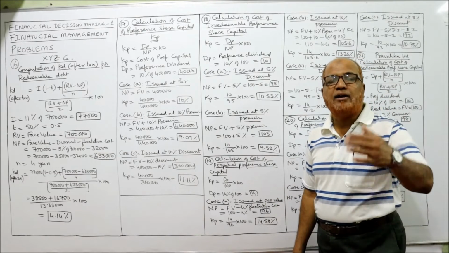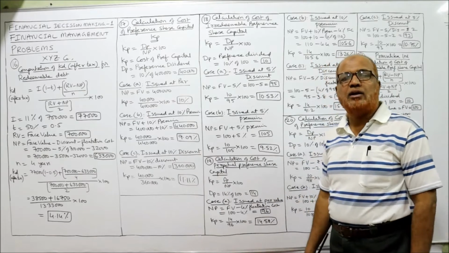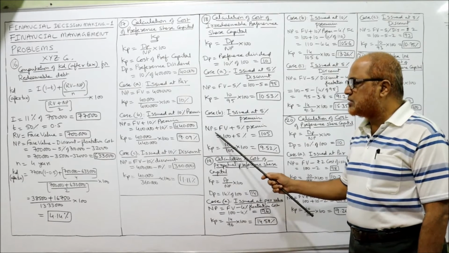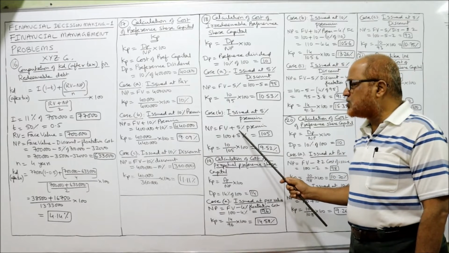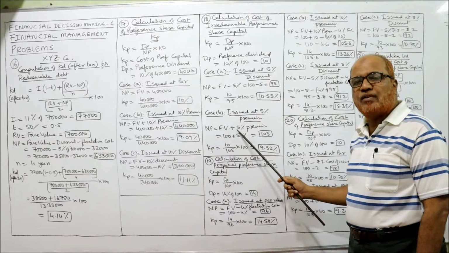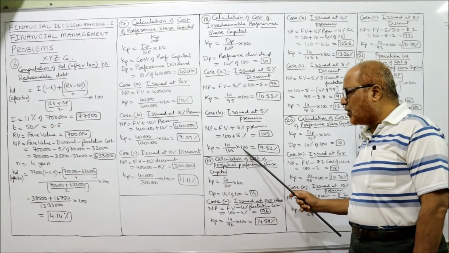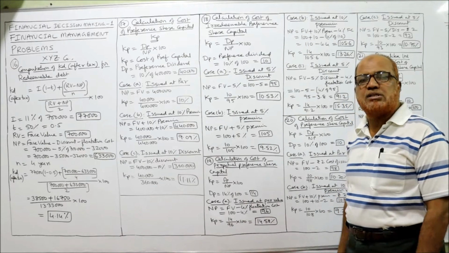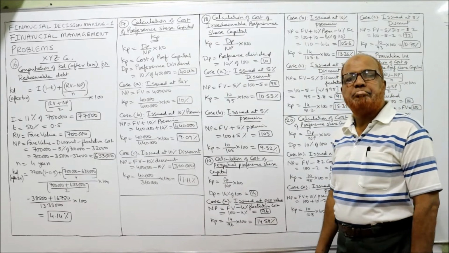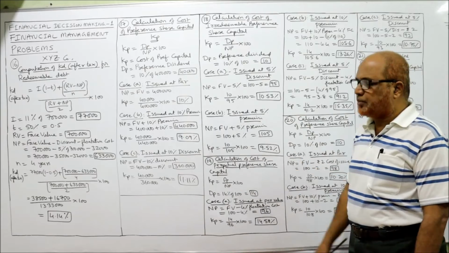Case B, issued at 5% premium. Premium will be added to face value to get net proceeds. So face value plus 5%, 100 plus 5, 105. So 10 divided by 105 into 100, 9.52% is the KP. That's it. This is the 18th problem.